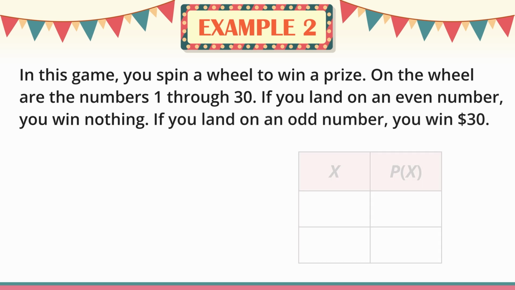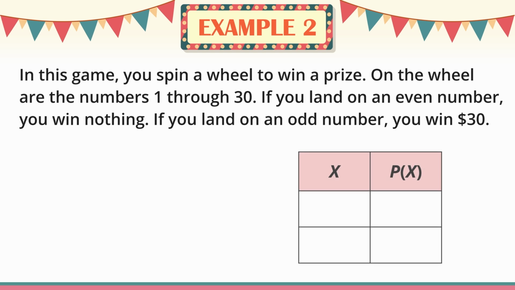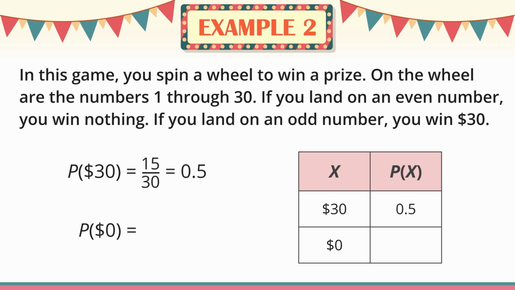Let's create a probability distribution to illustrate this. In the first column, we will list all the possible outcomes. For this game, we will either win $30 or win nothing, which means $0. Now let's find the probability of each outcome, which we will list in the second column. From 1 through 30, half of the numbers are odd and half of the numbers are even. That means the probability of winning $30 is 15 over 30, or 0.5. And the probability of winning $0 is also 0.5. There is a 50-50 chance of landing on even or odd, so our chance of winning is the same as our chance of losing.